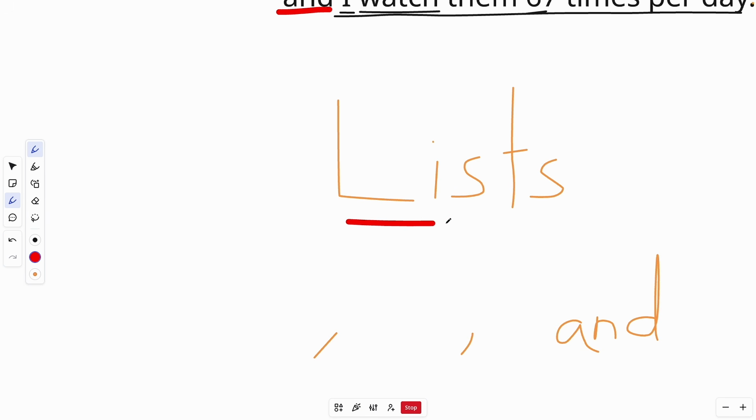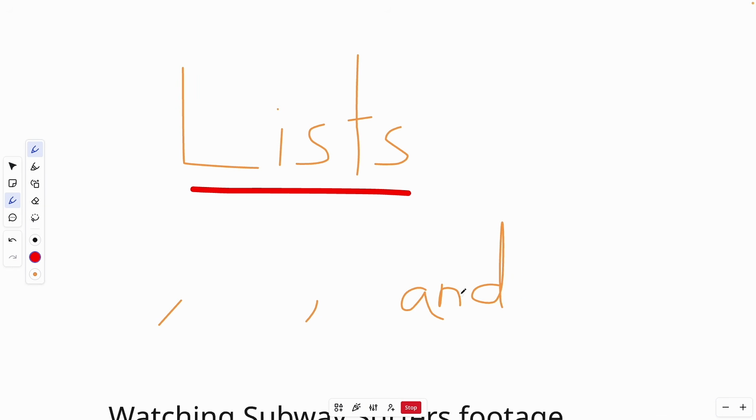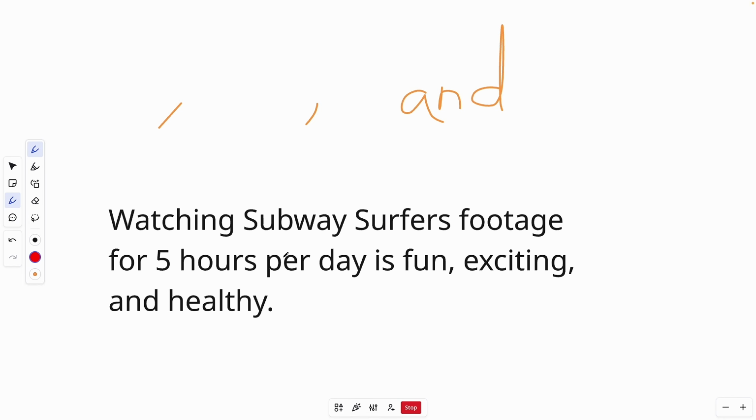Let's talk briefly about lists. This is another very common thing on the SAT. If you're trying to separate 3 different topics, you need a comma after the first one, a comma after the second one, and "and" to finish off the thing. For example, watching Subway Surfers footage for 5 hours per day is fun, exciting, and healthy. Notice we have a comma here, a comma there, and no comma after "and."